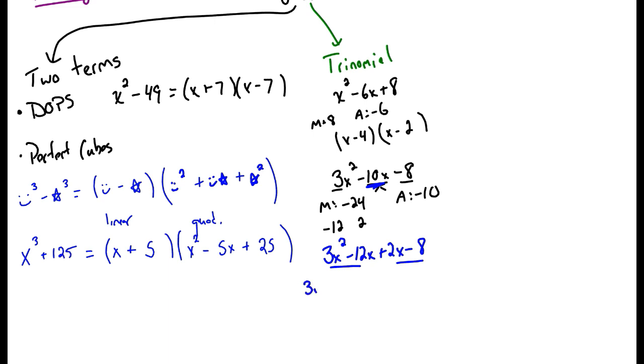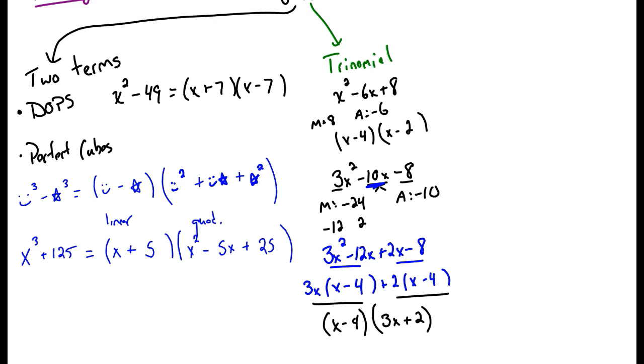I've got 4 terms now, so I can take out a GCF from the first 2 terms. I'd better have that same factor over here. Now, what's my new GCF? I now have 2 terms. My new GCF is a factor of x minus 4, and I'm left with 3x plus 2. That's how I factor that polynomial right there.